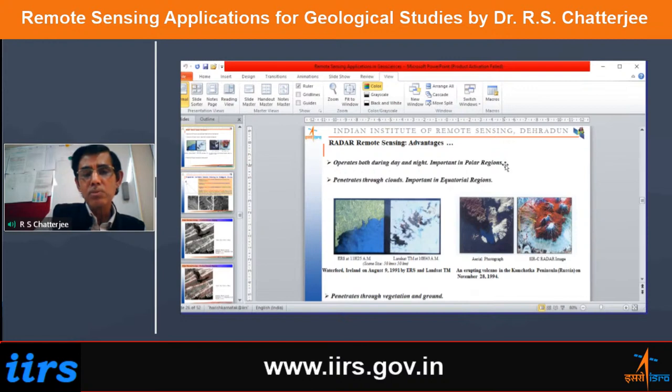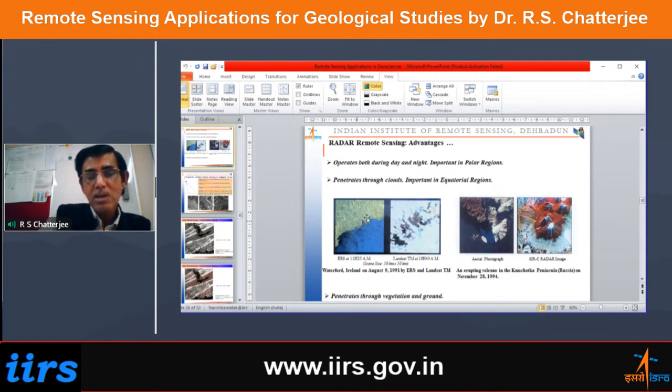So it is very important for day and night sensing and in the polar regions. It can penetrate through cloud, so that is the reason it is important for the equatorial region. It can penetrate through dust and smoke. See, in a volcano, you cannot image in the optical region; it is difficult to get a picture of this volcano. But in the radar region, you can get a nice picture.